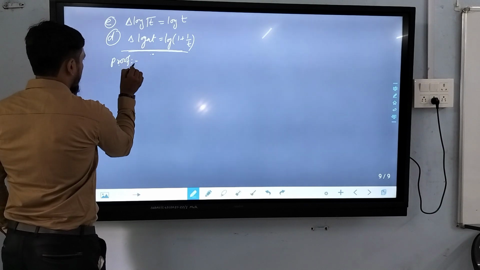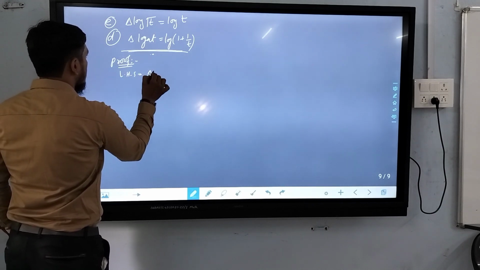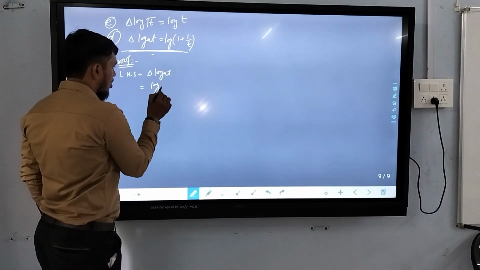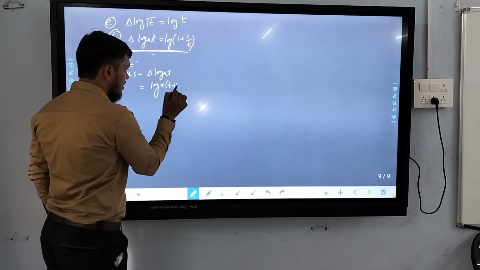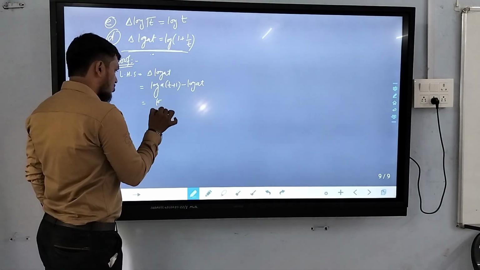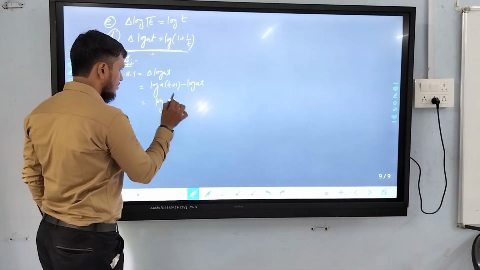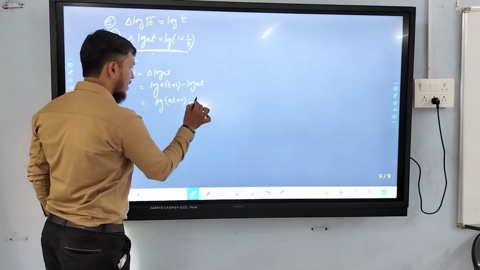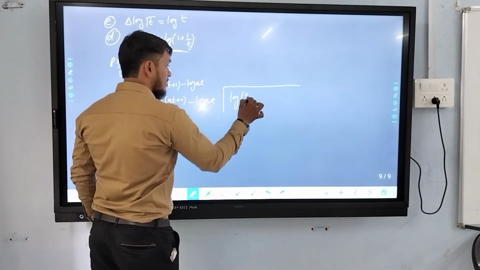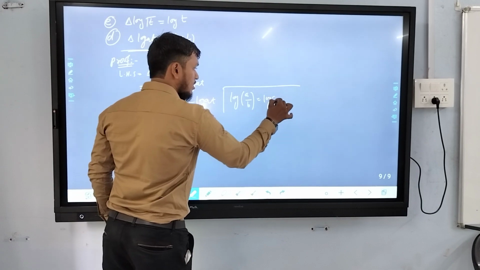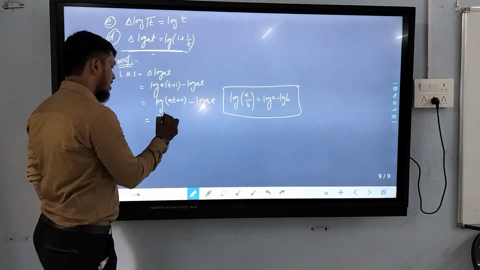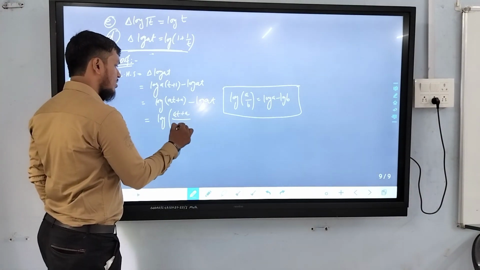Consider the left hand side again. This is delta log at. After operating delta, it becomes log(at + a) minus log(at). Here we use the quotient rule of logarithm. Log A upon B is equal to what? Log A minus log B. So use here. It becomes log((at + a)/at).